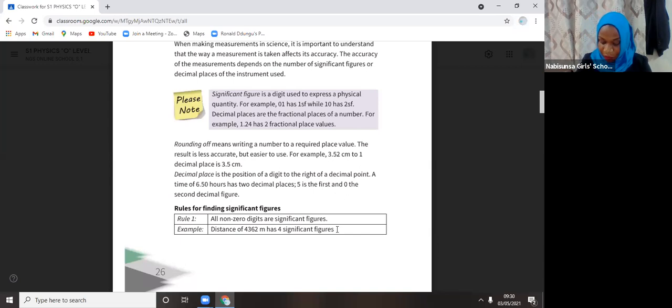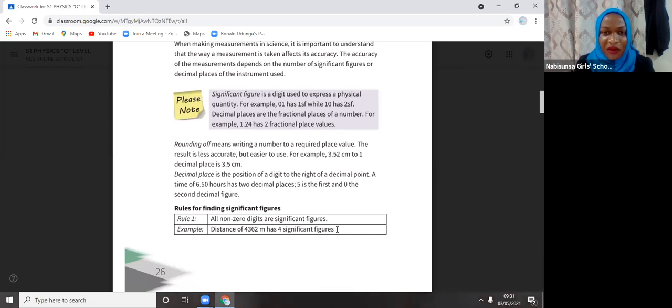In the table, they give you an example of 4,362. Those who are looking at the example, it has 4, 3, 6, 2. All those are non-zero digits, and we counted all of them to be significant figures. So that number in the example has 4 significant figures. So that is rule 1.